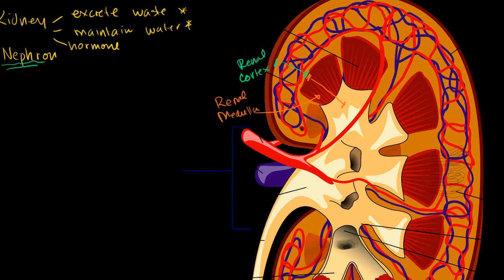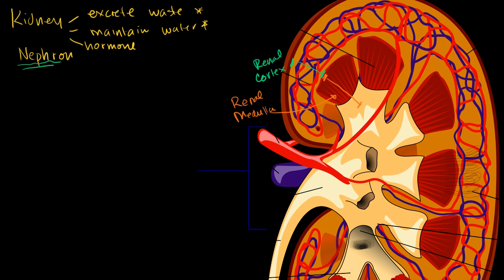So I've said before, and you might have heard it already from other lectures or from other teachers, that the functional unit of the kidney is the nephron. The reason why it's called a functional unit, I'll put it in quotes, is because that's the level at which these two things are happening. The two major functions of the kidney, the waste excretion and the maintenance of the water level in our blood system.